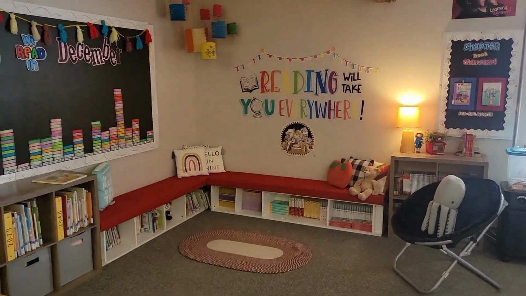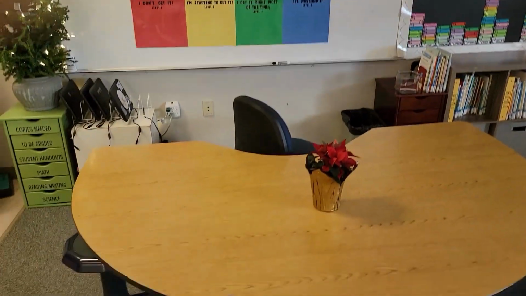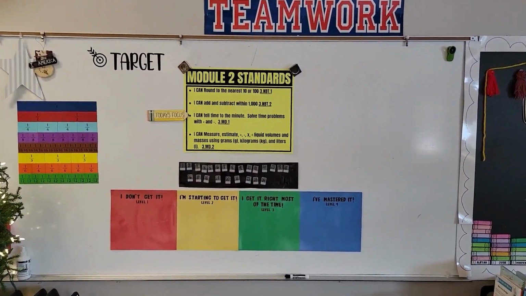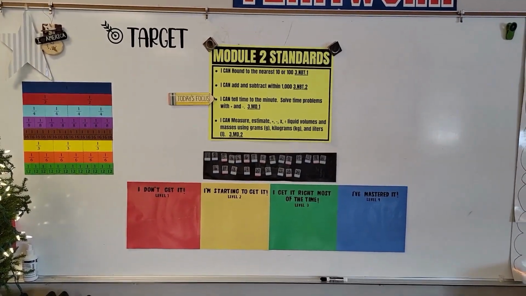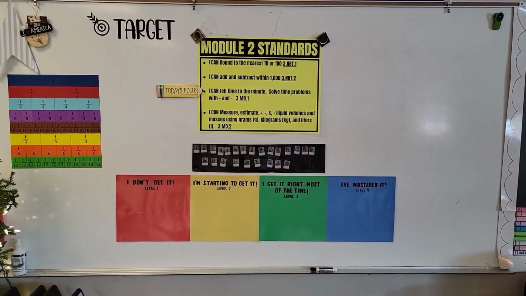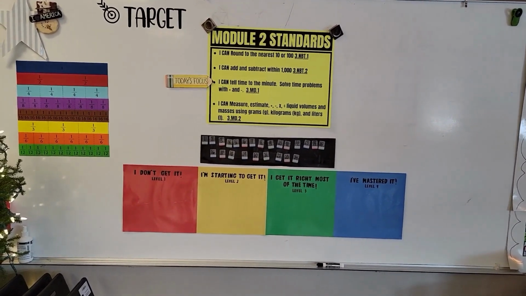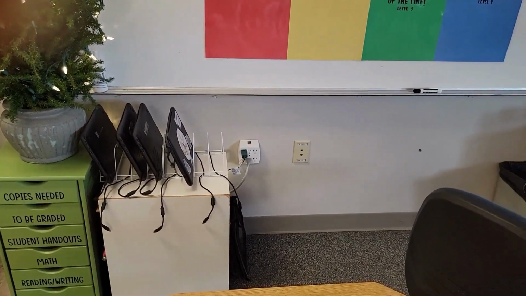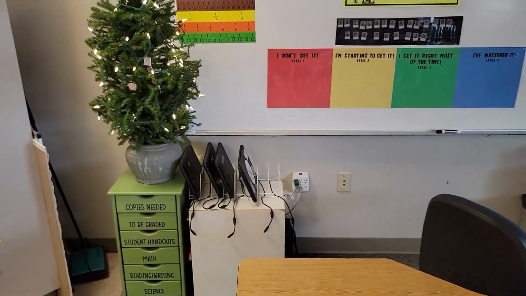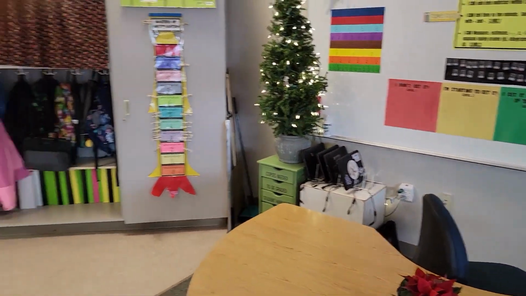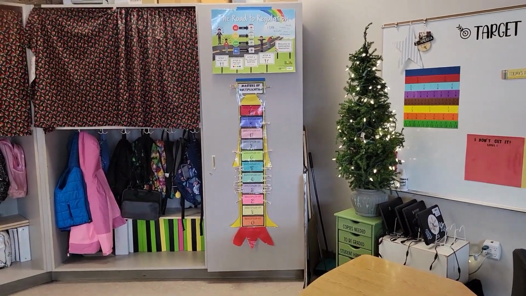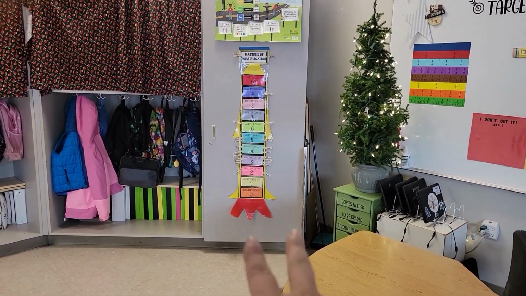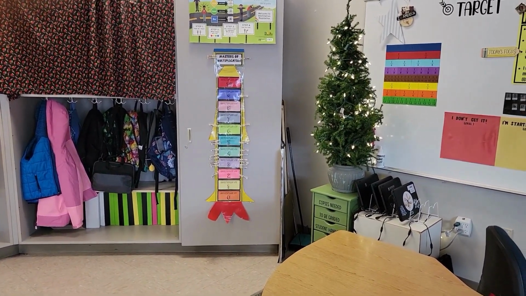Okay, so moving on from our reading nook, over on this side I have my pullback table. I also have my math standards that we are working on currently, and this is where the kids tell me exactly how they feel on whatever standard we're working on. Here is our little charging station. And then here, I'm going to move back a little bit. Here we have the kids' rocket math, it's multiplication rocket math, and they are all working towards mastering their multiplication facts here.